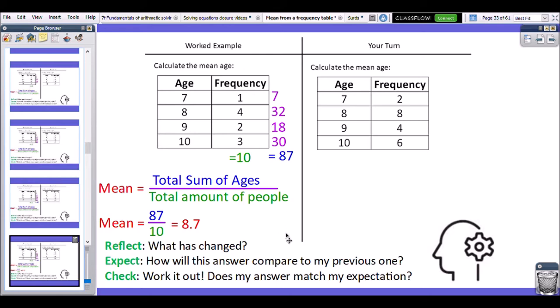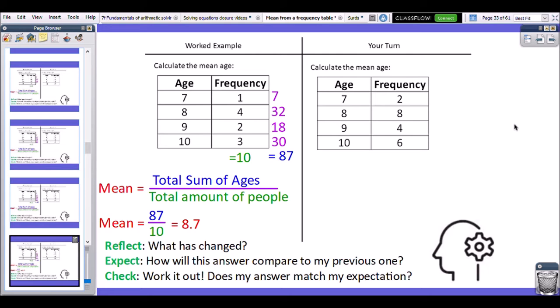Alright, so just like before, please could you make a quick prediction? Have a look, how does my question compare to your one? You might notice that all my frequencies have just doubled. So I want you to make a prediction from that. How will your answer compare to my one? Then you're going to work it out and check. Does your answer match your expectation?